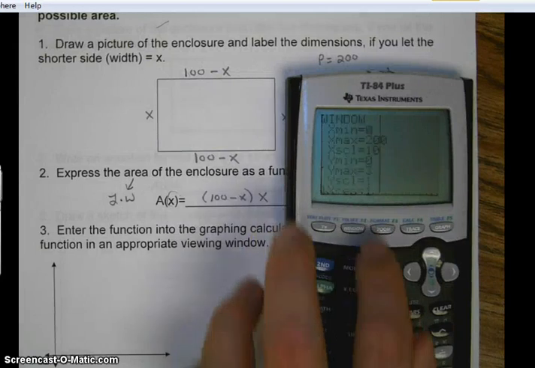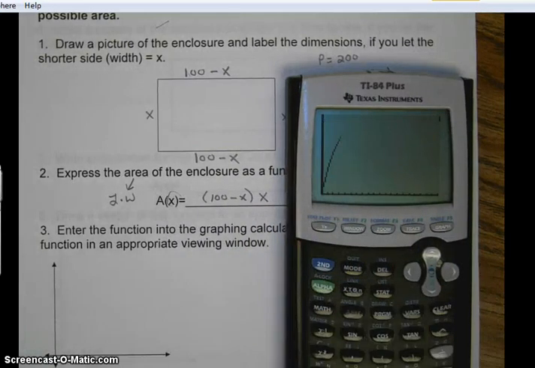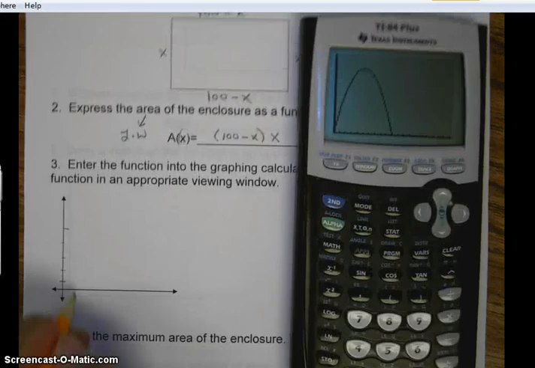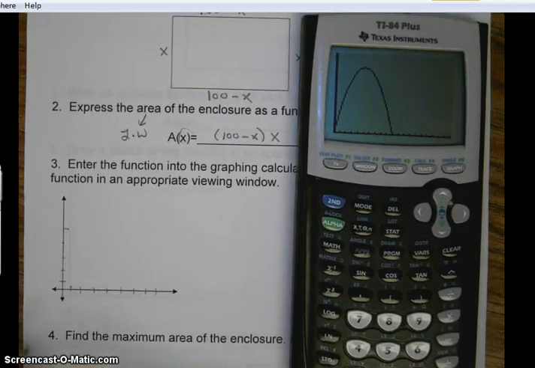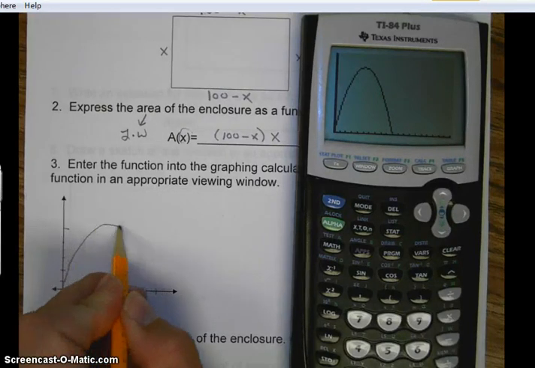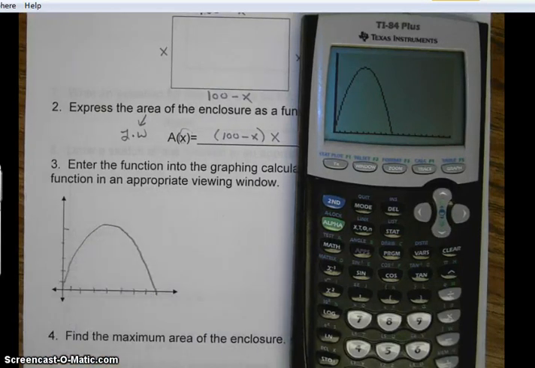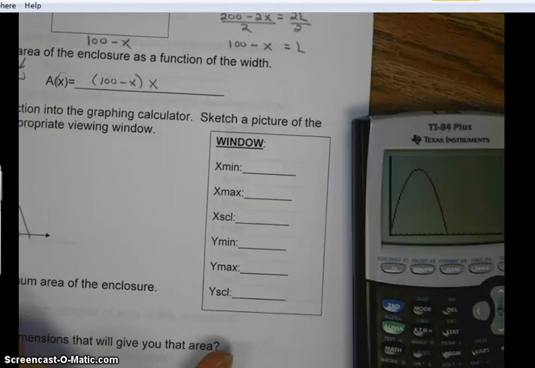Oh, what did I do wrong? There we go. There's a nice window. So let's go ahead and draw ourselves a little sketch of this. Okay, and let's put our window information in over here that we chose.